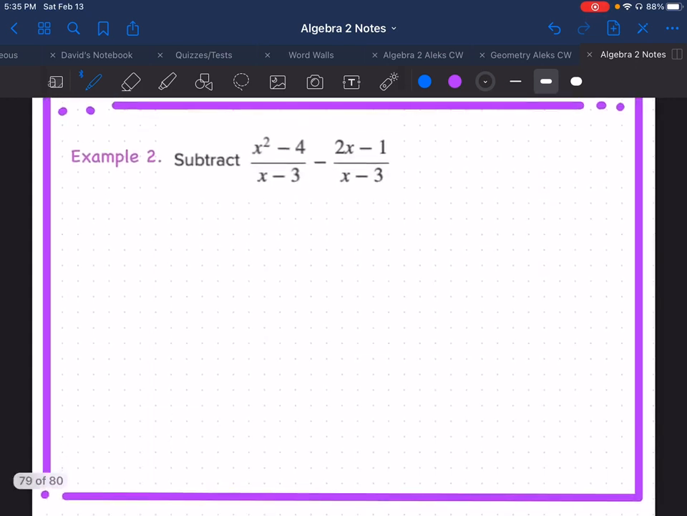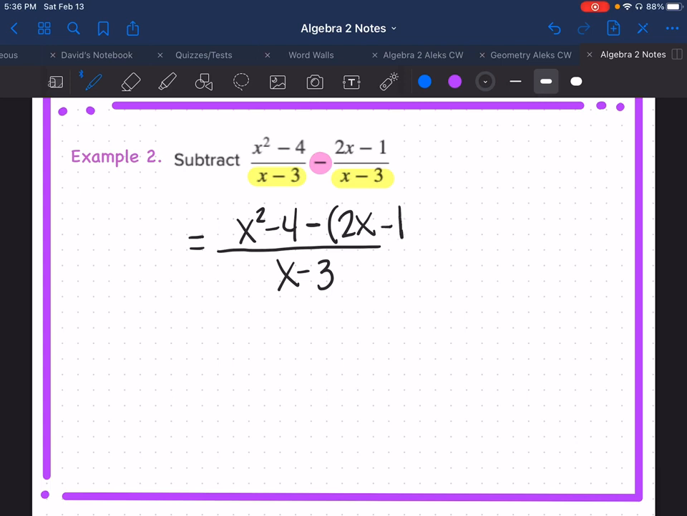So the same rules apply. You just need to make sure that you first look at the denominators and make sure that they are exactly the same. They are. So now I can subtract the numerators. Be careful with subtraction because you have to distribute to the second numerator. So x squared minus 4 is going to stay, but I have to take my subtraction and remember to distribute it to my second numerator.